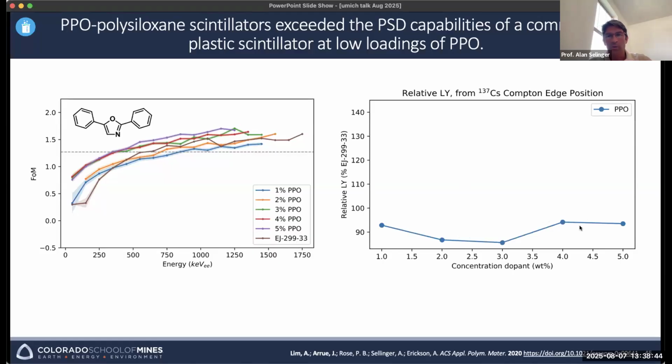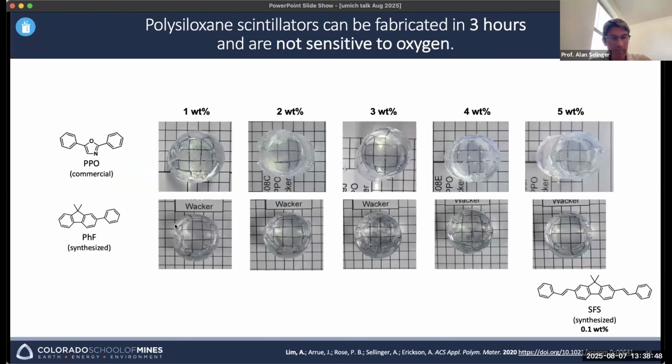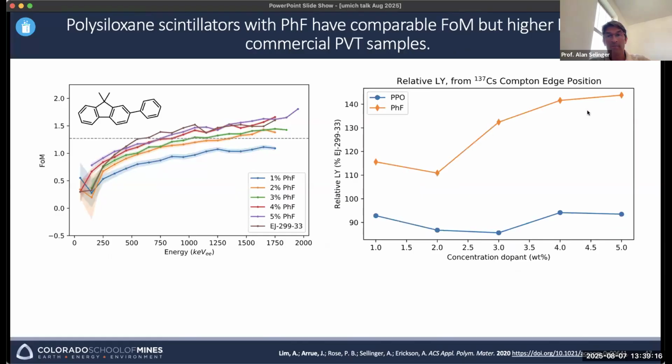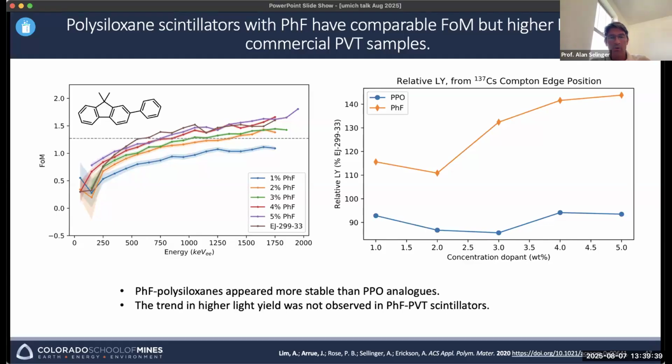We also, in our lab, develop our own dopant. This is a dopant that we use quite often, and other people are using it now because it performs better than PPO in some cases. So we made the same samples comparing our dopant with the PPO dopant. And we find that our pulse shape discrimination is as good and the light yield is even better. So in this case, our dopant works better than PPO. In polyvinyl toluene, maybe it works a little bit worse. These are all things that we're trying to look at fundamentally, to understand why these things happen.